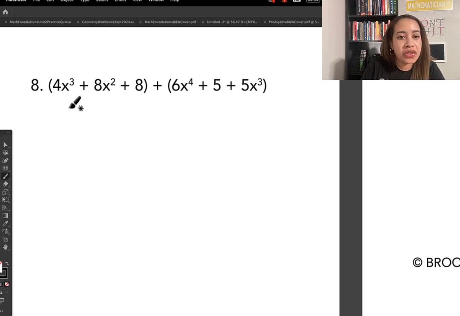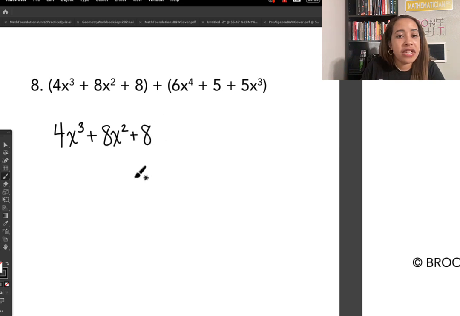Here's one last addition problem. I'm going to start by copying down our first polynomial. 4x to the 3rd power, or 4x cubed, plus 8x squared plus 8. I'm going to stack up the pieces that look alike.